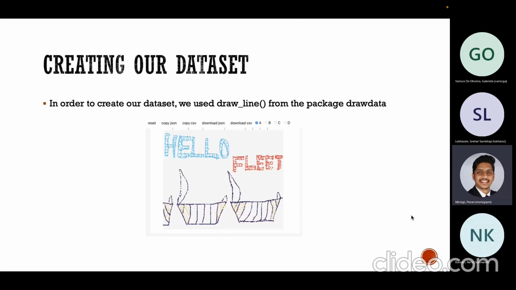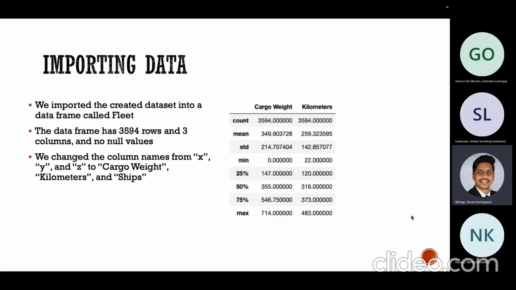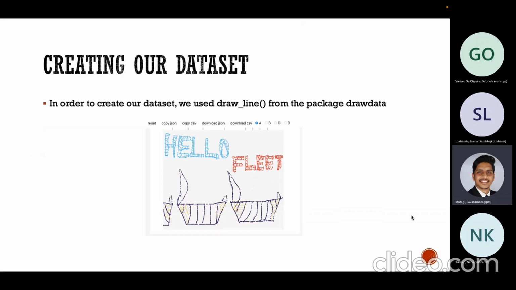Once we imported our packages, the first thing was to create our dataset, that is the .csv file. To generate that, we used the draw_line functionality from the drawdata package, wherein we created this small graph which shows our team name, our introduction, and the ships that we have in our fleet. I'll hand it over to Gabriela for the next part of the presentation.